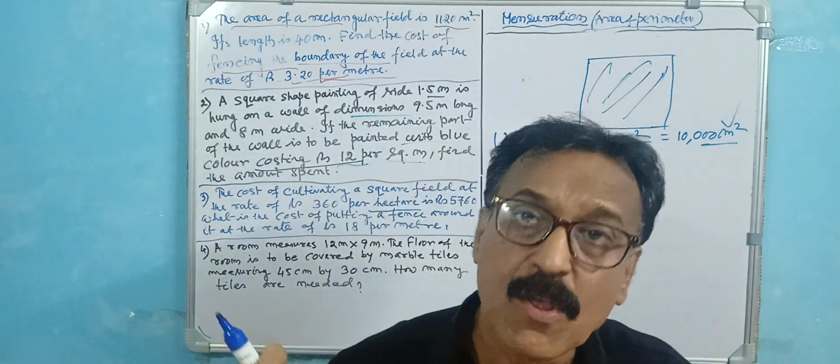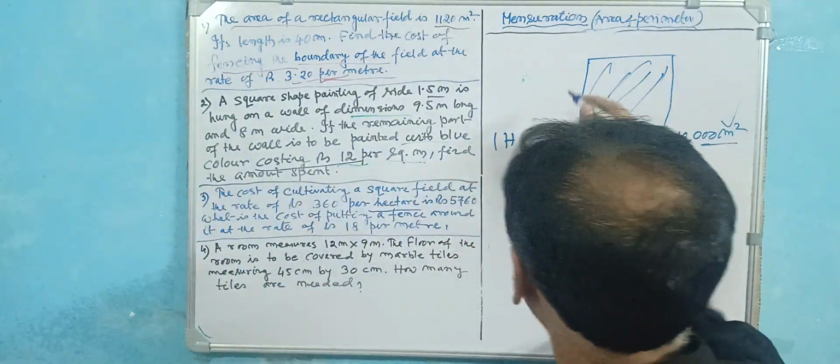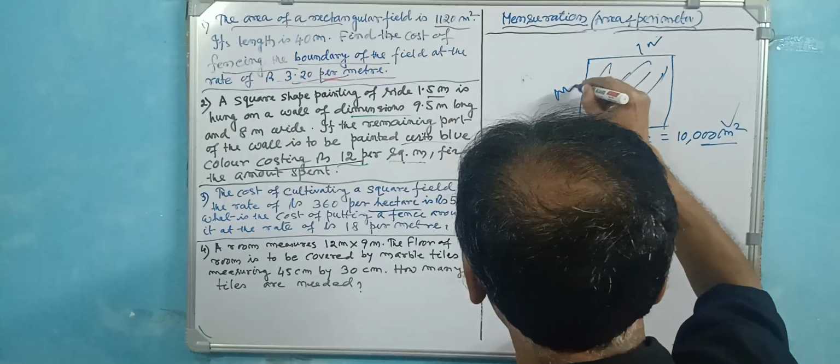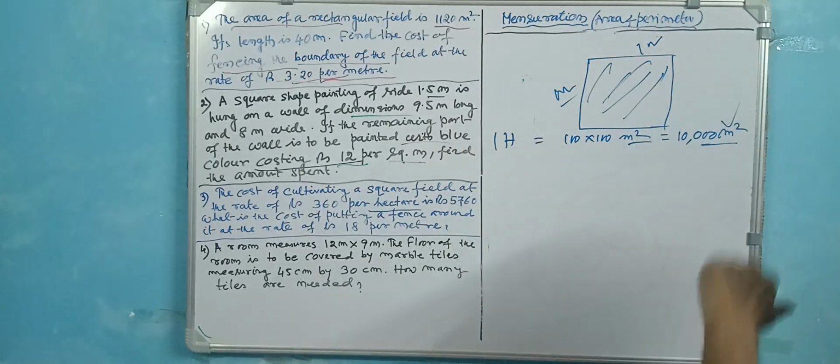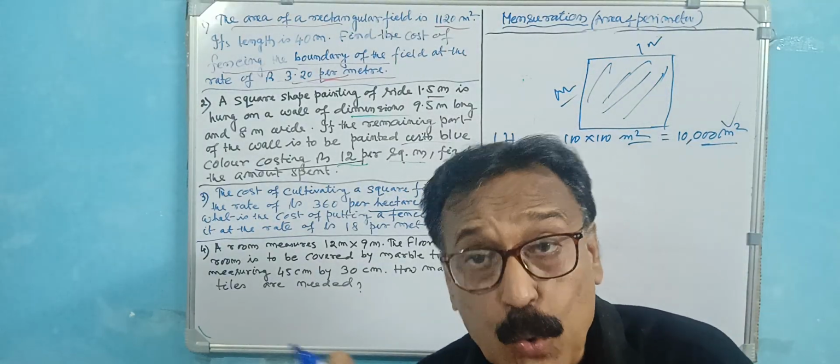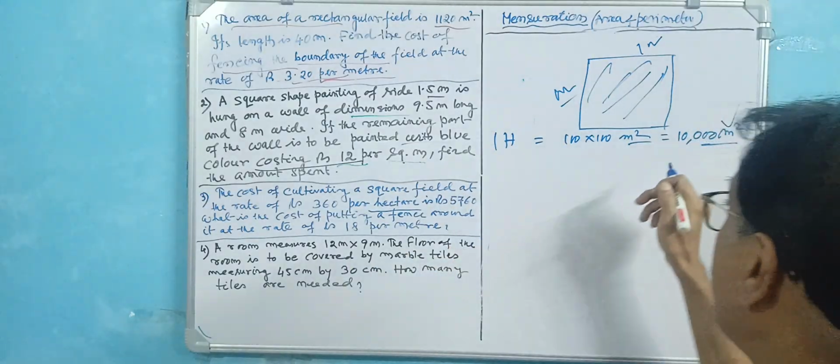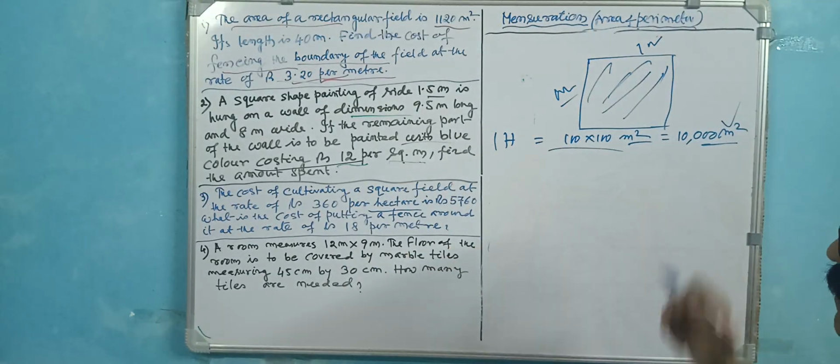100 into 100. This side is 100, this side is 100. So 100 into 100, 100 meter is the length and breadth, so it is a square. So 100 into 100, that is 10,000. So that is 1 hectare. Is it okay to you?